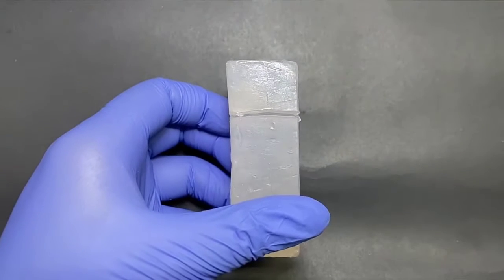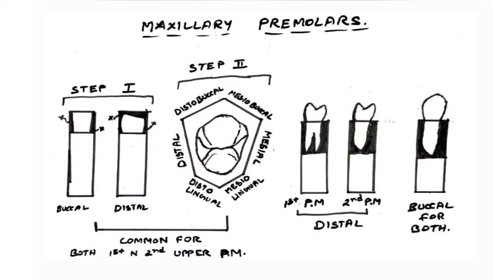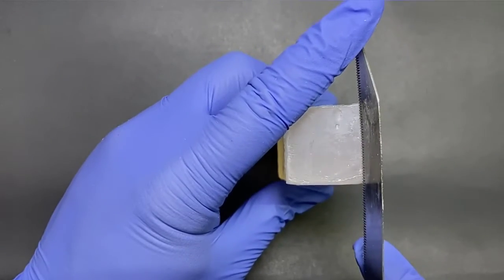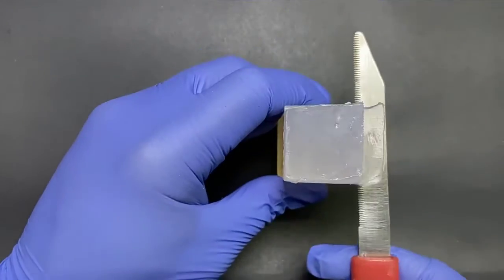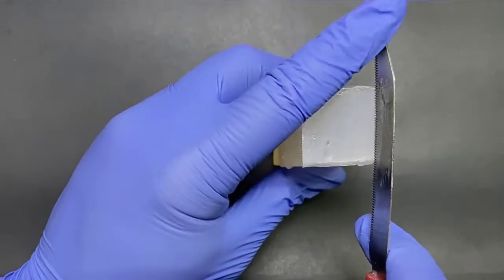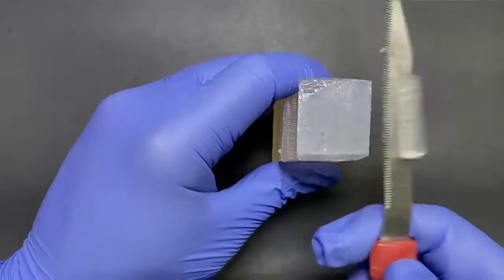The only difference is that the overall occlusal aspect in the second premolar is more of a rounded form, and it's an oval outline. COCs and everything almost remain the same. Whatever difference there will be, we will let you know in this video tutorial.